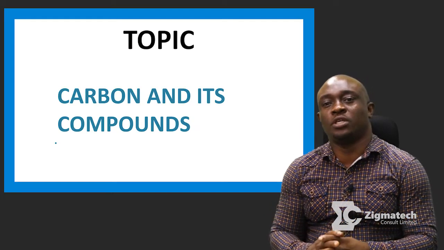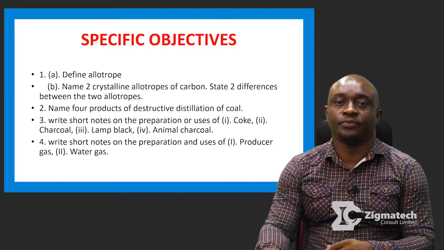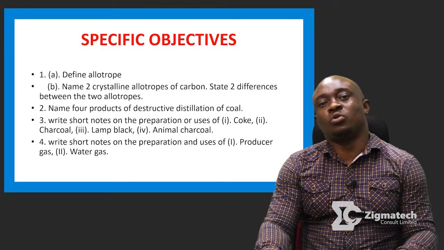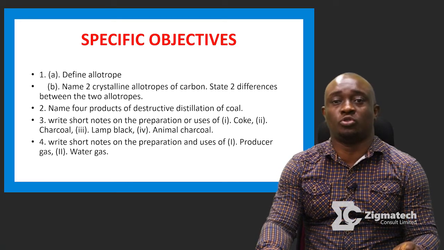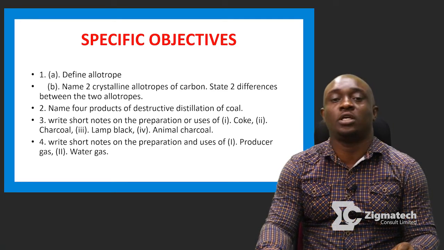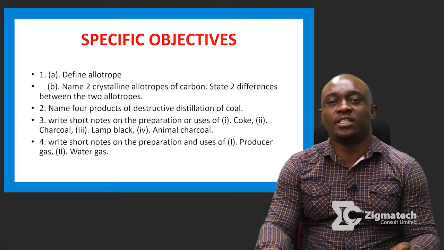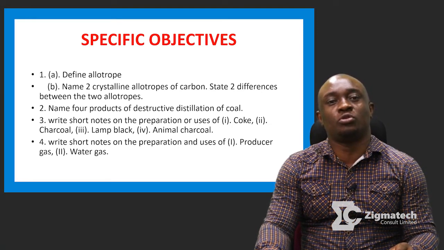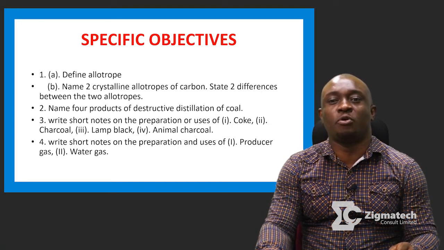Our topic today is carbon and its compounds. The things we are going to look at specifically: one, we will define allotropes of carbon, after the definition of carbon. Then we name two crystalline allotropes of carbon. Then state two differences between the two allotropes of carbon. Then number two is naming four products of destructive distillation of coal.